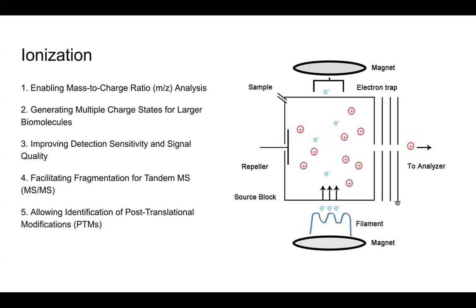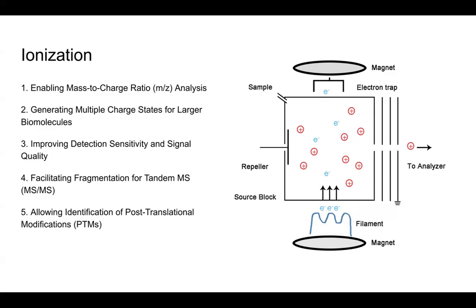The first is it allows mass to charge ratio analysis. So most mass spectrometers separate ions based on their mass to charge ratios. Without ionization, peptides would remain neutral and hindi na natin sila mamamanipulate using electric or magnetic fields in the mass spectrometer. So making it impossible to measure their mass to charge and determine their masses.